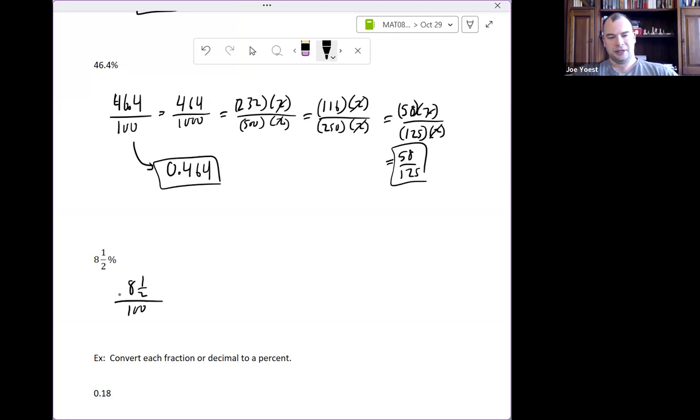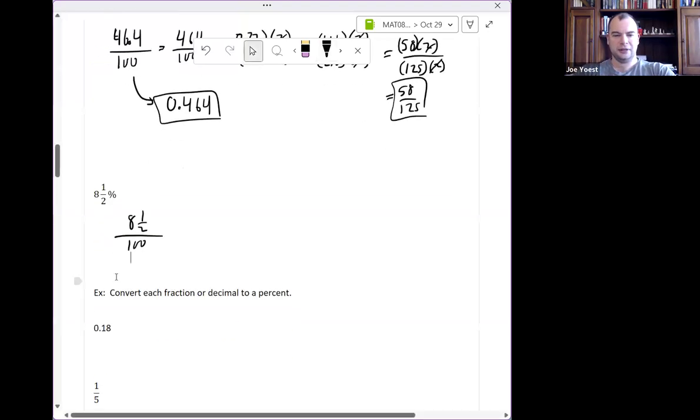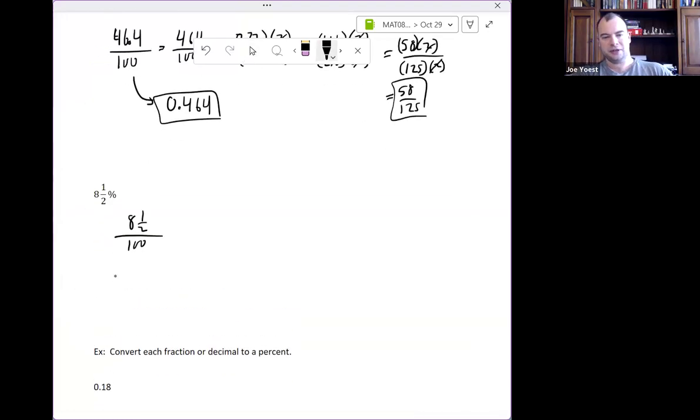I'm a little bit stymied here, but I suppose I could take two different perspectives. I could go the decimal route, and I could note that 8.5 is 8.5. So 8.5 over 100 is 8.5 over 100. I need to move the decimal point 2 places to the left, so I need to put in a buffer 0. And I get 0.085 as a decimal.